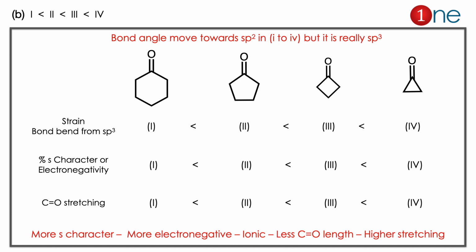So the order of stretching will also be the same. As the percentage of s character increases, the electronegativity increases. It becomes ionic, with less CO strength and higher stretching. The order of CO stretching frequency will be: the first will be the least, then the second, further the third, and the highest will be the fourth one. Here the concept you have to learn is, if the ring size decreases, more s character will be introduced, so the stretching frequency will be higher.